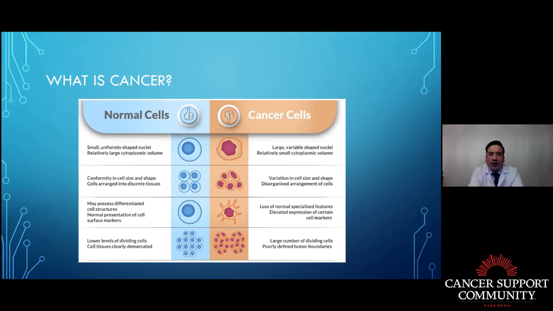Do you guys ever remember going to the dentist's office and they had the Highlights magazine and there was Goofus and Gallant? So Gallant is the normal cell, Goofus is the cancer cell on the right. So it's almost the opposite. These are large, variable shaped nuclei. See how this nucleus is very large. The organization is very, very haphazard, very disorganized, and there's loss of normal specialized features.